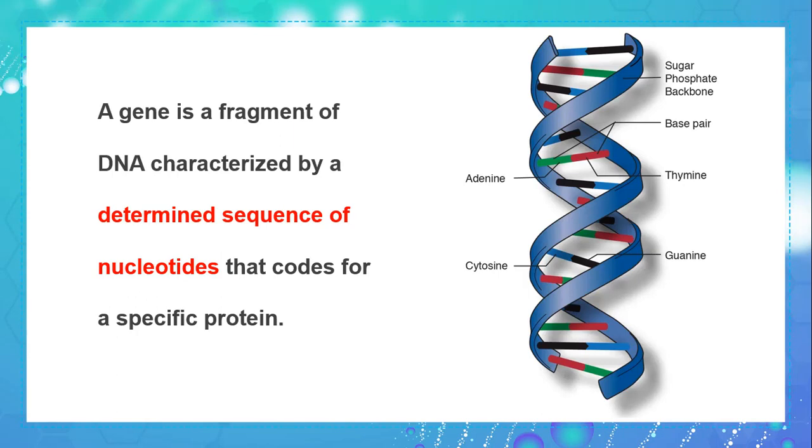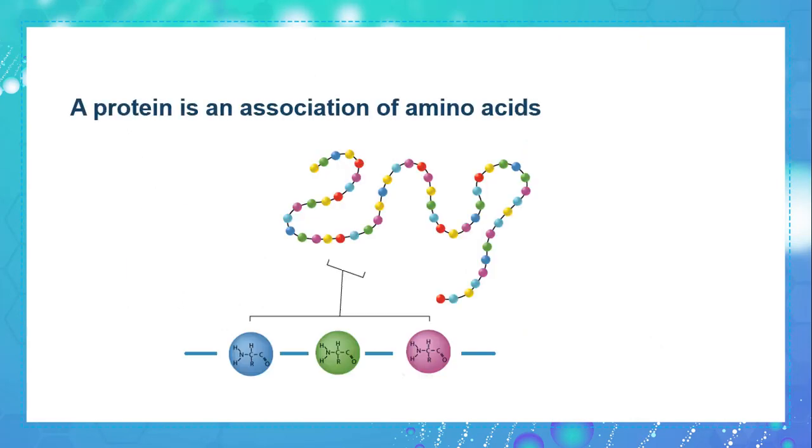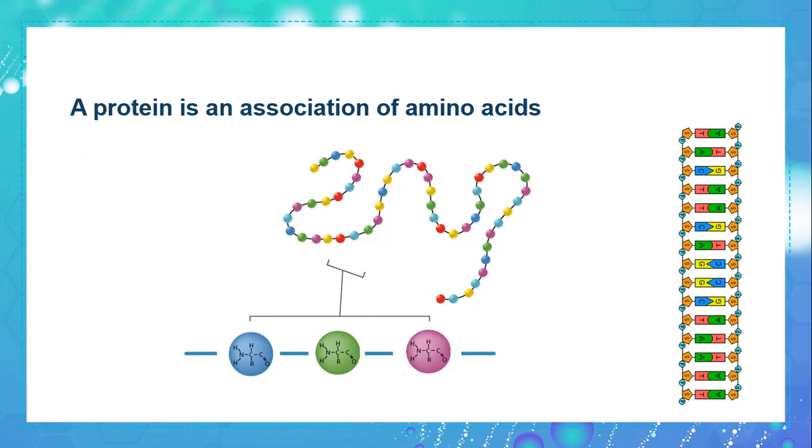As we studied previously, a gene is a fragment of DNA characterized by a determined sequence of nucleotides that codes for a specific protein. A protein is an association of amino acids. But how does a gene that is a sequence of nucleotides code for a specific sequence of amino acids?